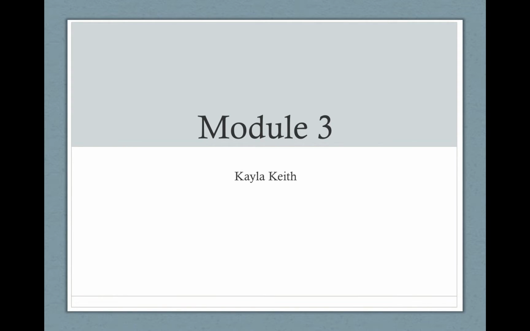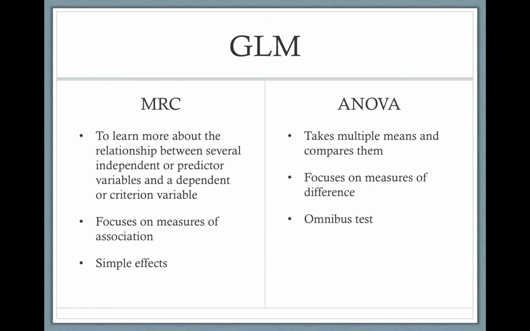Alright, so we are on the third and final module, and within Module 3, I'm going to be talking about the GLM, and within the GLM there is MRC and ANOVA. MRC focuses on the measures of association, whereas ANOVA focuses on the measures of difference. MRC can be converted into ANOVA, from a correlation to a t-statistic. That connection, or bridge, is known as the point biserial correlation.